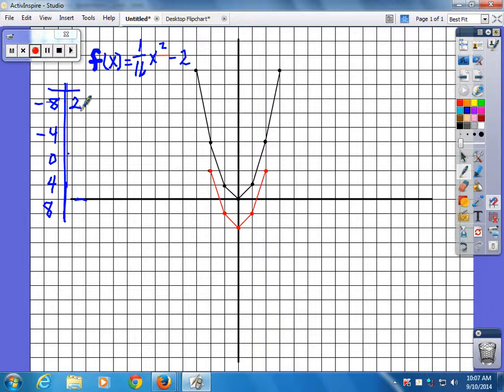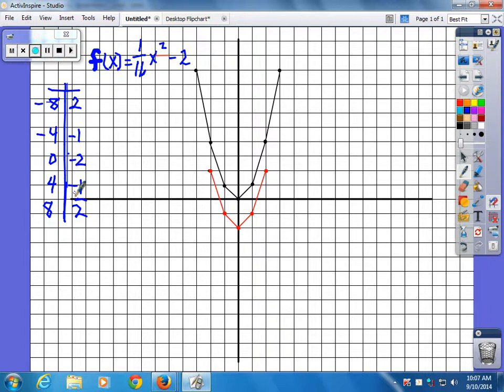Negative 4 squared, 16, 16 over 16 is 1, 1 minus 2. 0 minus 2. 4 is 16, 1 minus 2. 8 squared is 64, it'll be 4 minus 2. Would that be negative 2? Something ain't right. These two should be the same as these two, that's right. I guess it's right. We'll just see what happens.